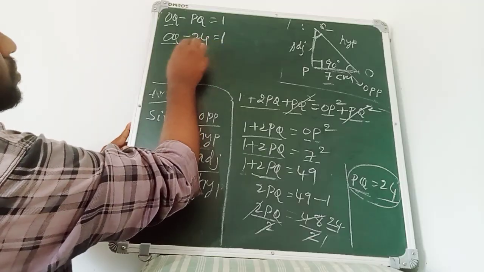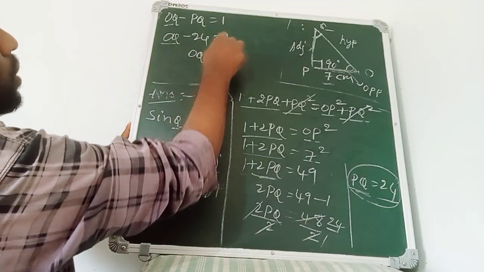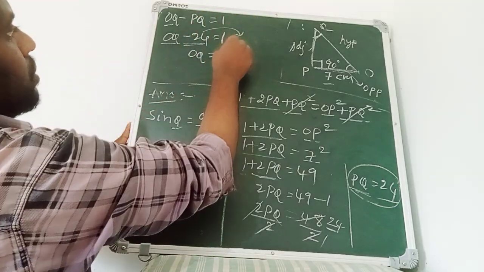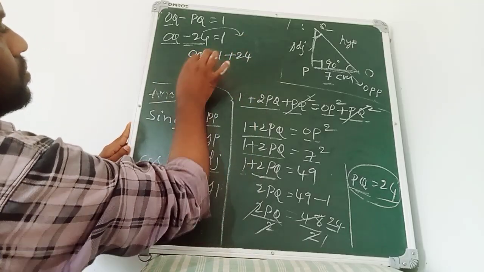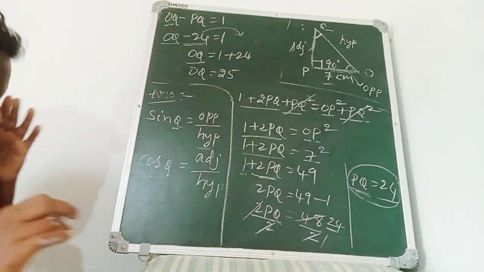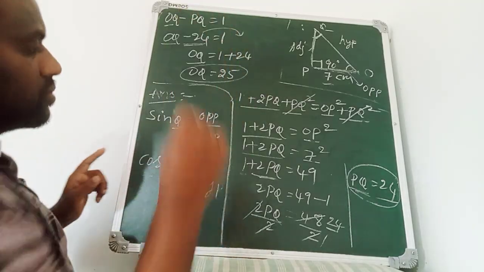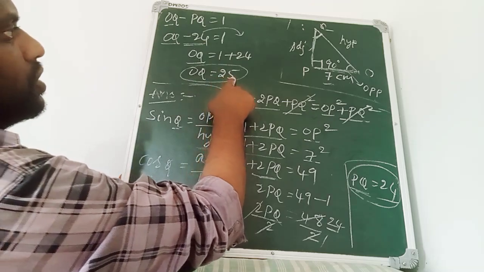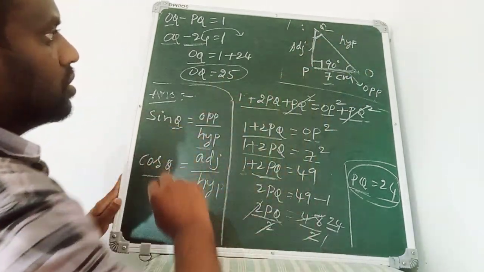So OQ is equal to 1 first. So minus 24 you move to this side, we get plus 24. So OQ is equal to 1 plus 24 is 25. Okay. So OQ means 25 this side. That is, we got the hypotenuse.